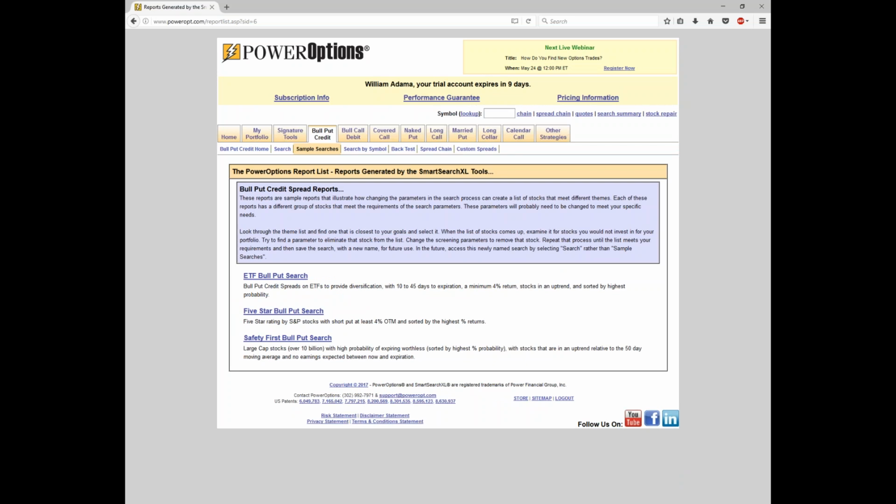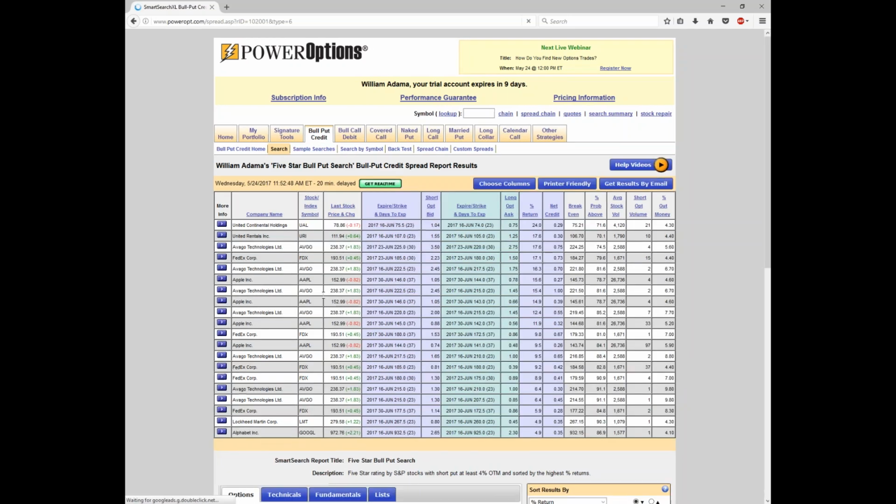So for bull put credit, we have a basic screen that's just looking for bull puts on ETFs, looking mostly at the standard ETFs, where we don't see the inverse or the 2 times or 3 times. Then there's the 5-star bull put search. What is this? You're interested in bull puts, but you don't know what really to search for. Well, this sample screen is looking for only those stocks that are rated 5-star buys by Standard & Poor's, but also looking for at least a 4% range out of the money, reasonable probability of expiring worthless, and a reasonable return. So I'll just click on 5-star bull put search.